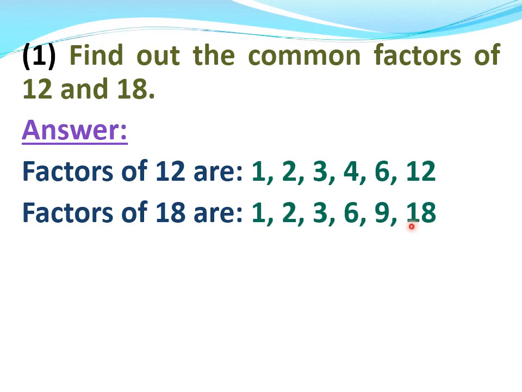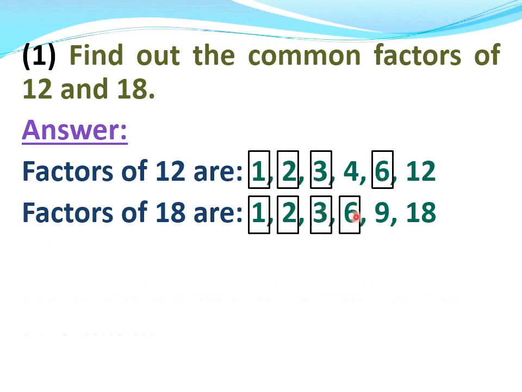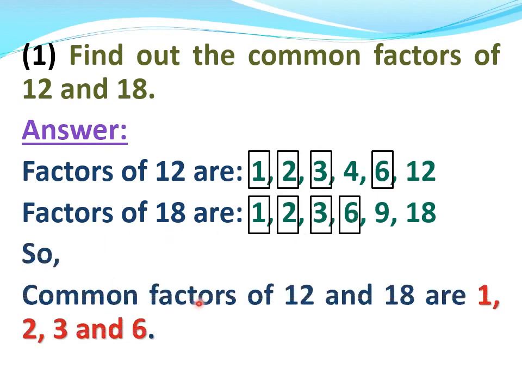Now find common factors. See, 1 is a common factor, so mark this. 2 is a common factor, so mark this. 3 is a common factor, so mark this. 6 is a common factor, so mark this. So, common factors of 12 and 18 are 1, 2, 3 and 6.